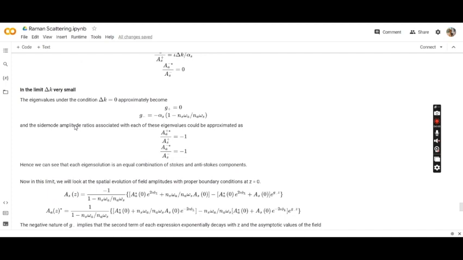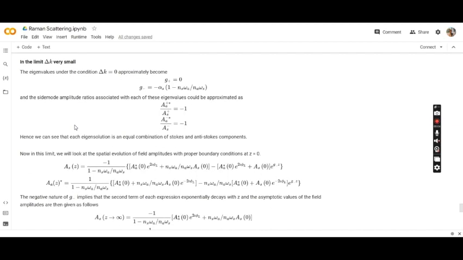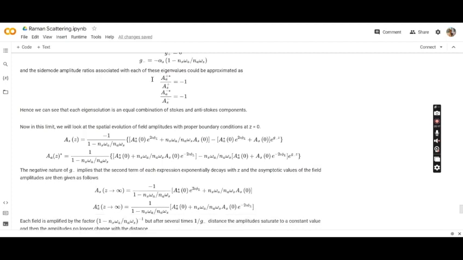Whereas in the very small delta K limit, that is in perfect phase matching, when we substitute delta K is equal to 0 in the above expression, the G plus becomes 0, whereas G minus is minus alpha S into 1 minus n_S omega_A upon n_A omega_S. Although it's a very small quantity, G minus is a negative quantity, but it's not identically 0.